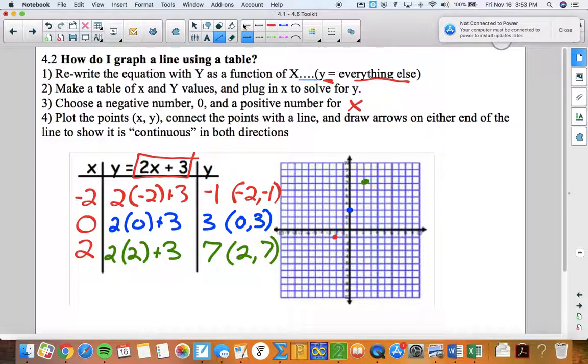So from here, we graph that line. Draw a line through, and put arrows on your points. There's my line. And it should be a straight line. If it's not, double check your number crunching and double check your point plotting. You put your x and y together to get a coordinate pair, and you plot the point.